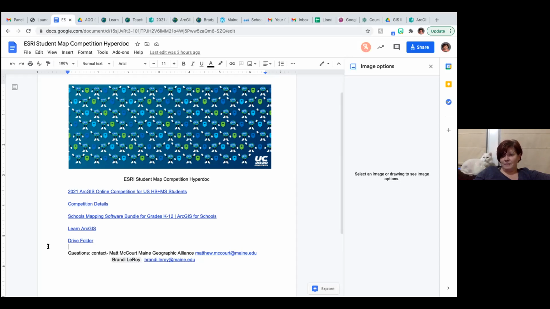ESRI doesn't have a preferred citation. They just want to see that you have cited things. And they give you plenty of different ways that you could cite it. I have kids do in-text citations as well as a bibliography at the end. But they don't have a preference on how things are cited.